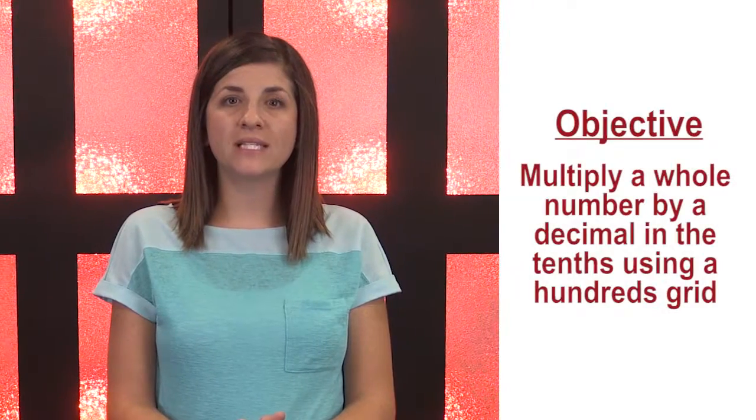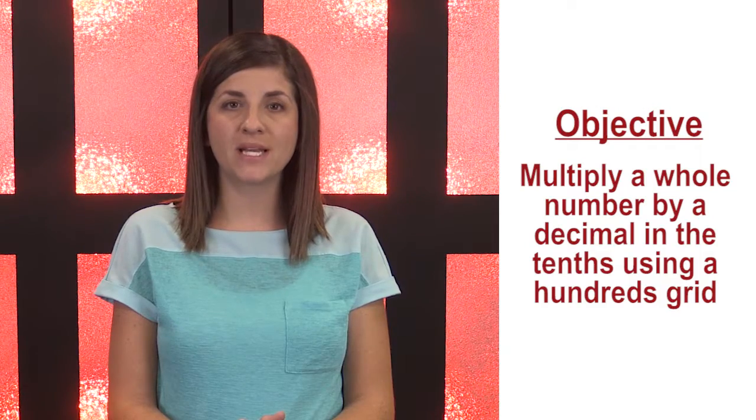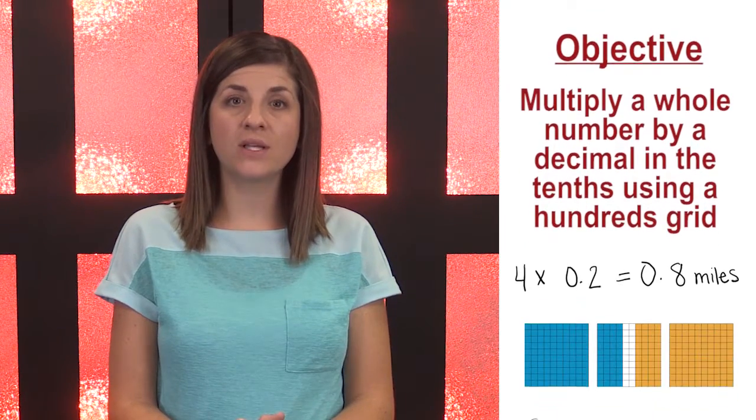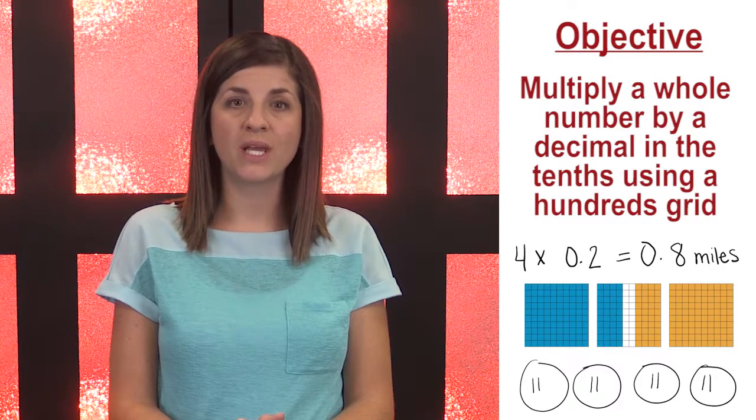The objective of this lesson was to multiply a whole number by a decimal in the tenths using a hundredths grid, and we met this objective by solving decimal multiplication problems using the hundredths grid, the box line dot method, and the standard algorithm.